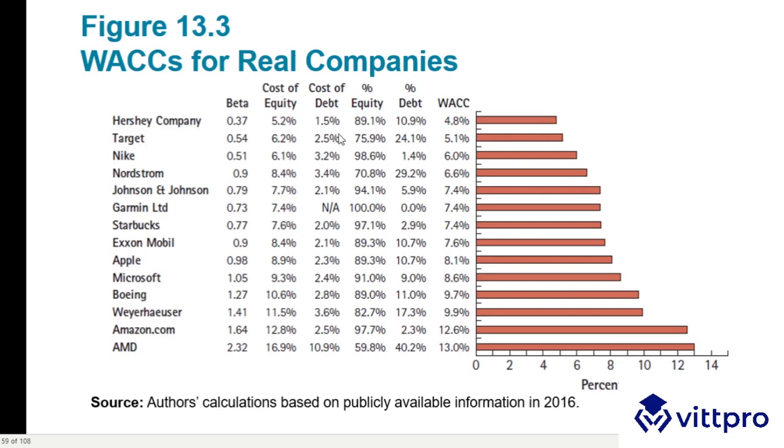Okay, these are the weighted average costs of capital for real companies. In the book that we are using as a reference, they calculated the weighted average cost of capital of many companies. You can see that many companies are in the range of 5% to 6%, right? 4.8% for Hershey, Target 5, Disney 6, Starbucks at 7, ExxonMobil at 7, Apple is at 8, Boeing is at 9, AMD and Amazon are at 12.6% and 13%. And if you ask why they are so high, some of the answers are that some of the companies are using a higher debt percentage. Some are using 10%, 24%, 10%, 10%.